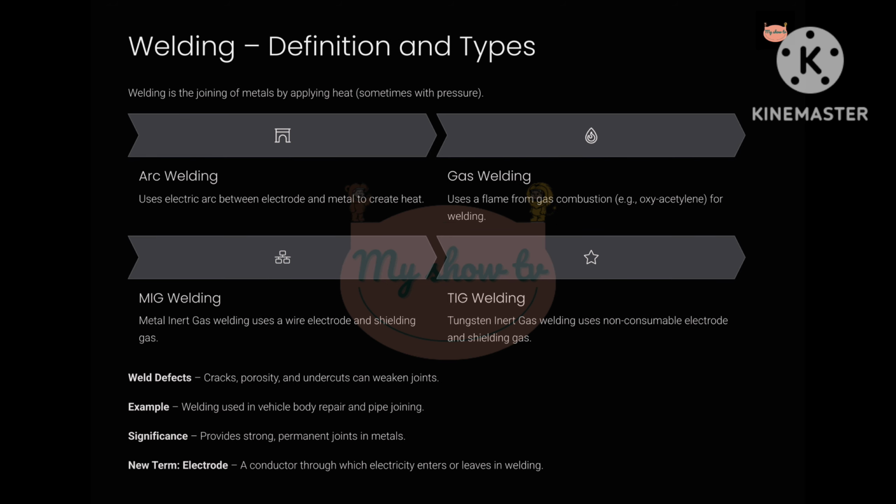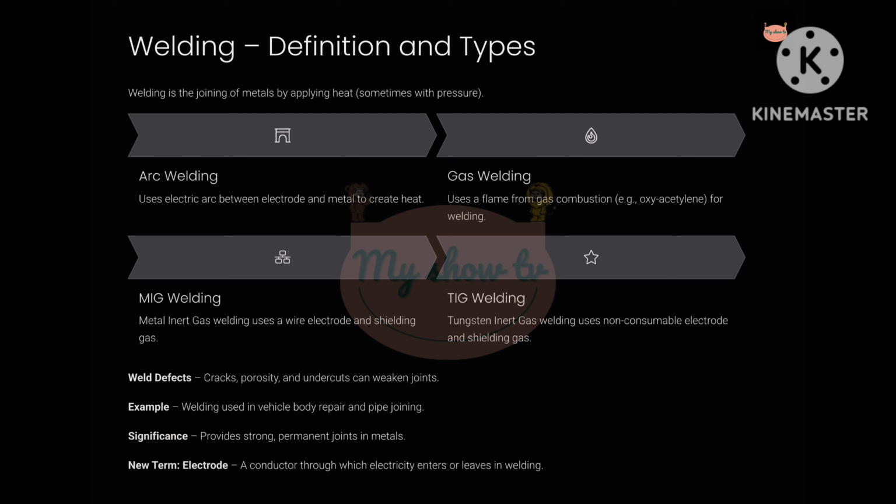Slide 4. Welding, definition and types. Welding is a very common technique to permanently join two metal parts. Let's understand the key types. Arc welding creates an electric arc between the metal and an electrode to generate heat. Gas welding uses a gas flame, commonly from a mixture of oxygen and acetylene. MIG welding, metal inert gas, uses a wire electrode and shielding gas. TIG welding, tungsten inert gas, uses a non-consumable tungsten electrode and gas.